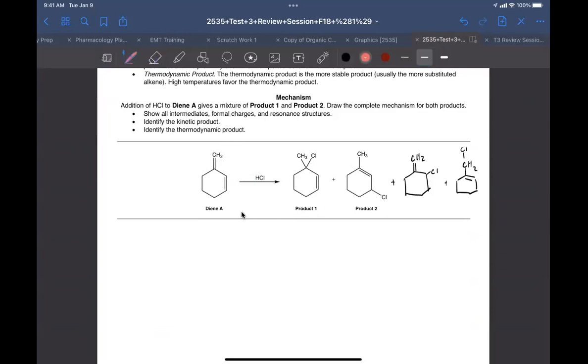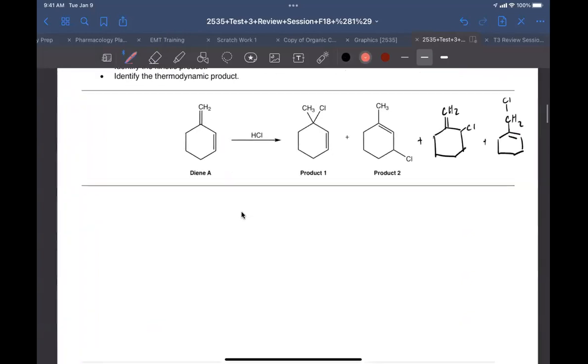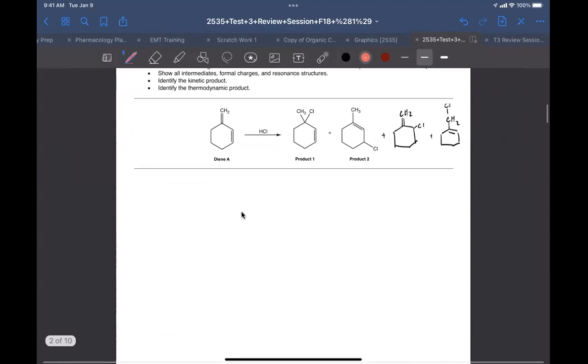A very common question that you'll see, especially in the tests that I posted in the group chat, if you took a look at it, is asking you which is the most reactive alkene, and we'll get to that later. But for now, let's just identify what we're dealing with. So if our starting product is diene A, which looks like this, we're reacting with HCl.